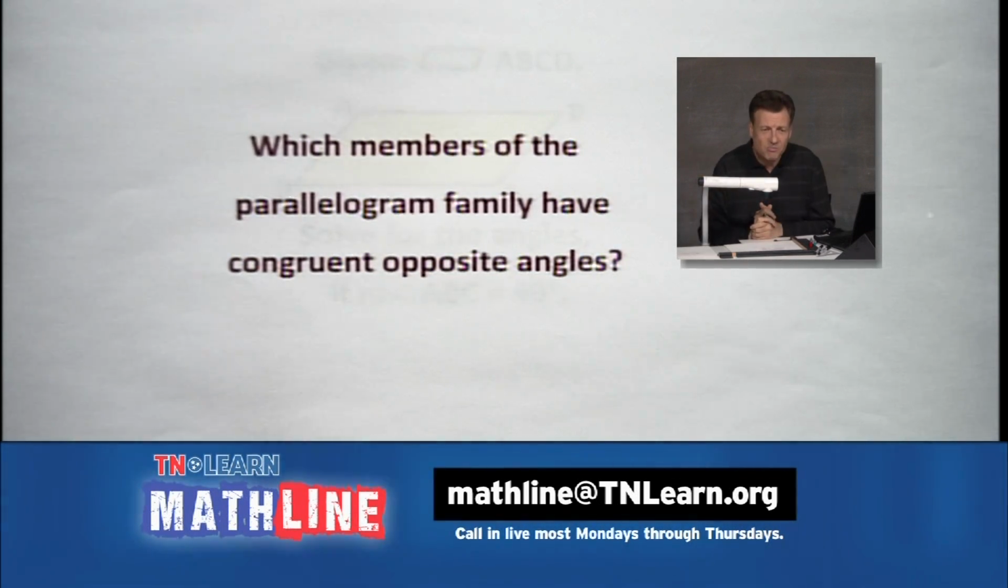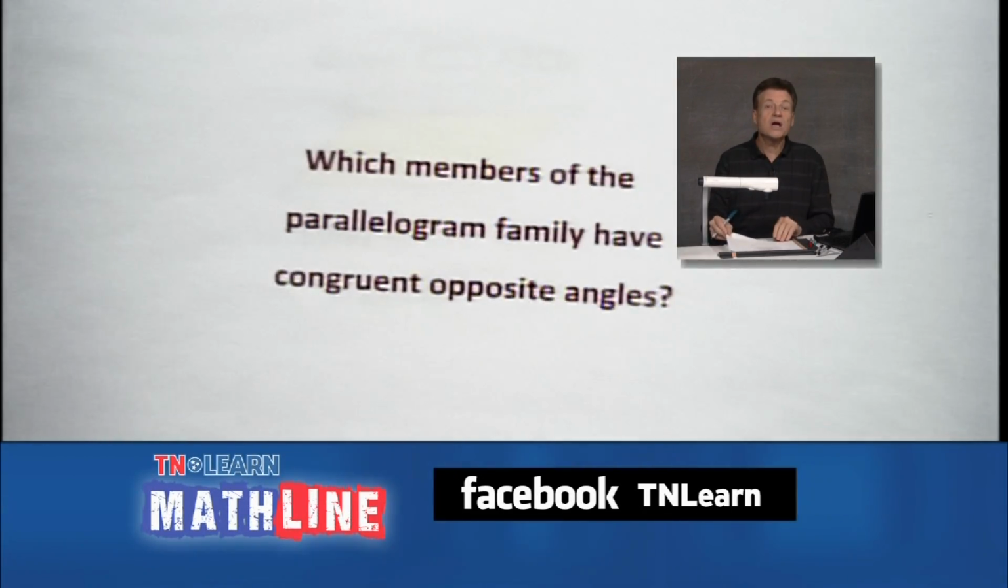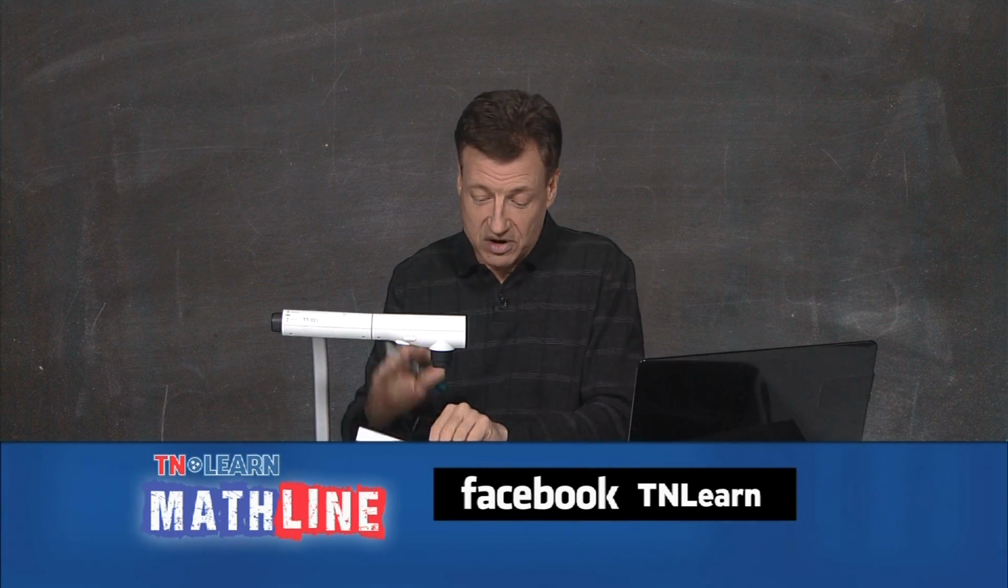So all members of the parallelogram family, that's the rectangle, the rhombus, the square, and, of course, the parallelogram in general, will have congruent opposite angles. So we're good on that, right? So quick run here, all right? Let's see where we're going.